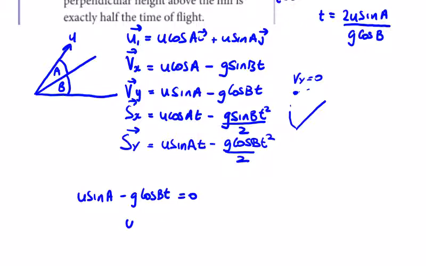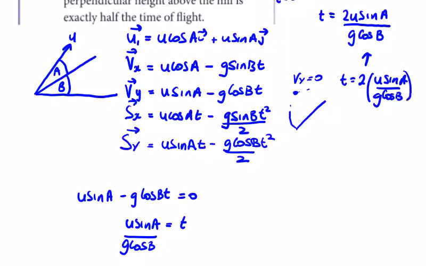So that means that u sine alpha is equal to g cos beta times t. So u sine alpha divided by g cos beta is equal to t. Now, is that half of the time of flight? We've u sine alpha over g cos beta, and up here we have 2u sine alpha, so the time up here is twice u sine alpha over g cos beta. Therefore, we call this, say, t2. t2 is equal to t over 2, therefore half the time of flight.